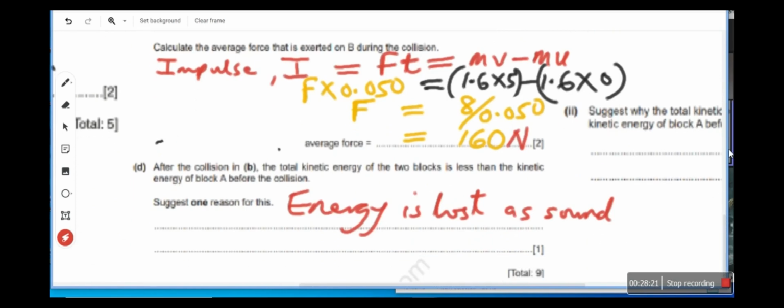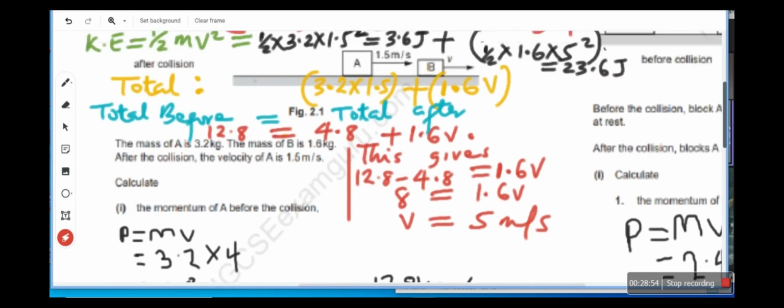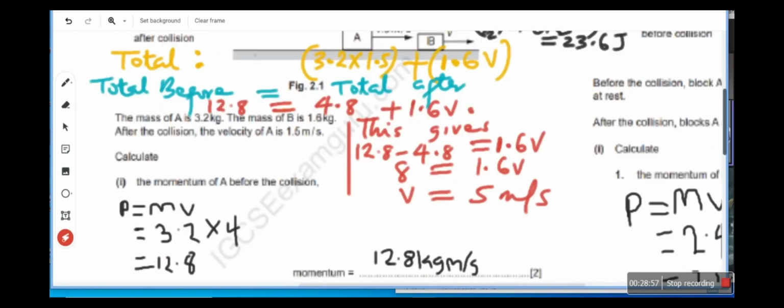In all cases of collision, especially if it is a practical one, which is inelastic, total kinetic energy before collision is always bigger than total kinetic energy after collision. The only time they will be equal, and that is not practicable, we call that an ideal situation, is during perfectly elastic collision. And in perfectly elastic collision, total kinetic energy before collision is equal to total kinetic energy after collision.